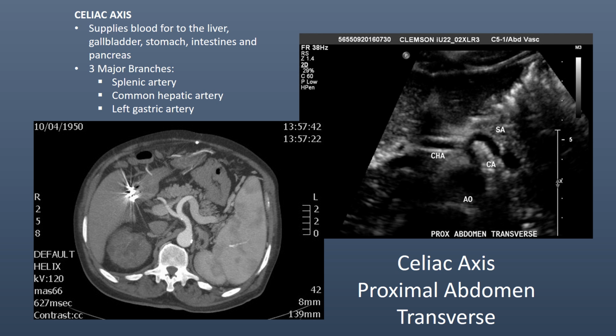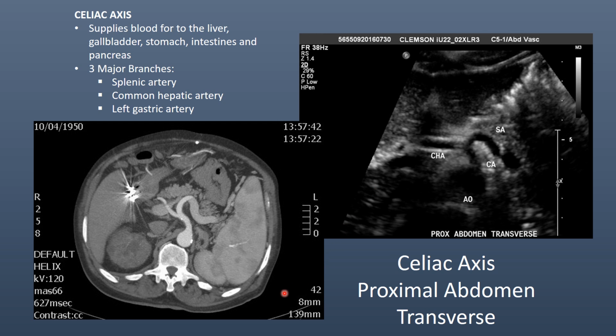As we move throughout this tutorial, we're going to be comparing CT images with ultrasound images. So we're going to begin in the proximal abdomen just below the diaphragm, and cross-sectional views through the abdomen. In CT, that's considered axial view. This is a CT image here, and this is the ultrasound image here.